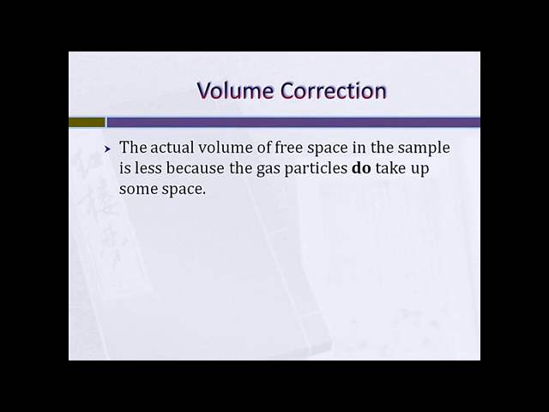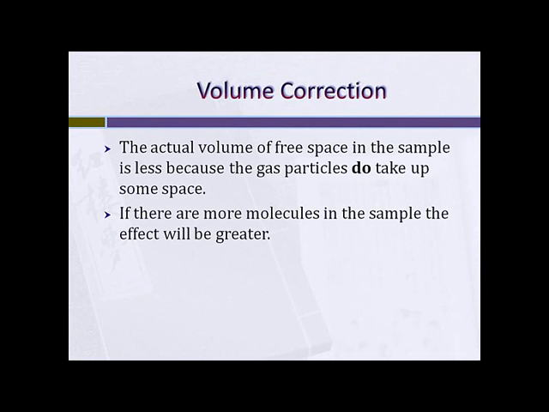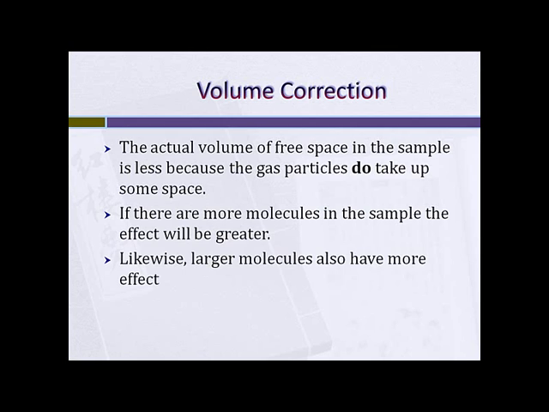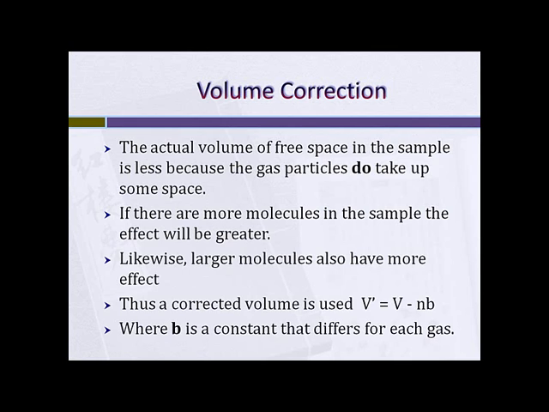The volume correction is because the actual volume of free space in the sample is less because gas particles take up some of that space. And indeed, the more molecules there are in the sample, the greater the concentration, the greater the effect will be. Likewise, the bigger the molecule, the more the effect of it taking up some space. And so to account for it, we have a subtraction of nb, that is number of moles times a correction factor, b. And the b constant is different for each gas, and you'll find them in tables.